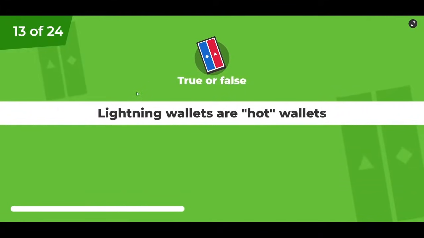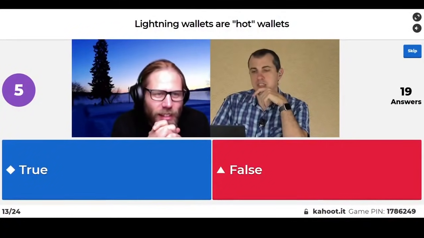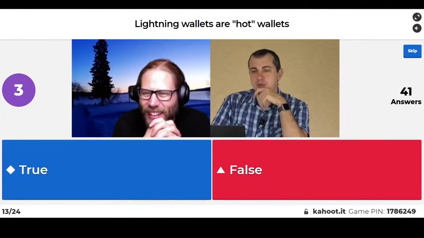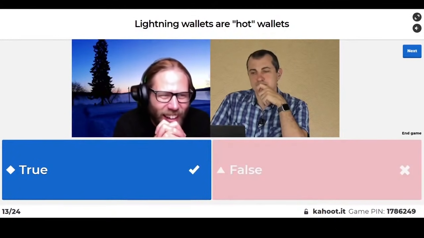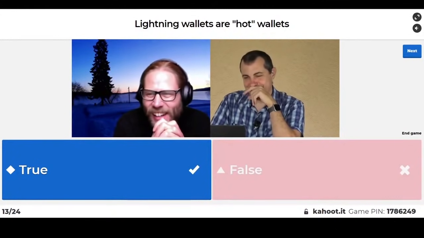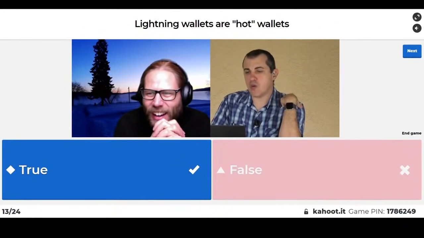True or false? Lightning wallets are hot wallets. This is only 10 seconds. Hurry up, everyone. Oh, yeah, that's tricky. It was an easy question, so that's why I made it short. You have to race for that one. Lightning wallets are hot wallets.